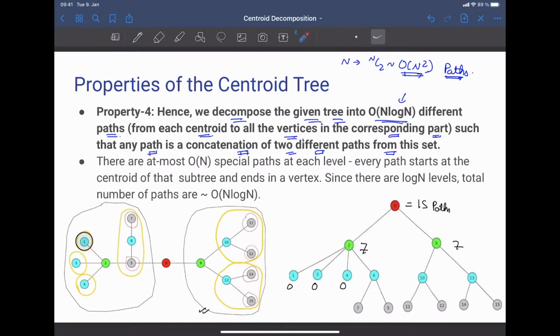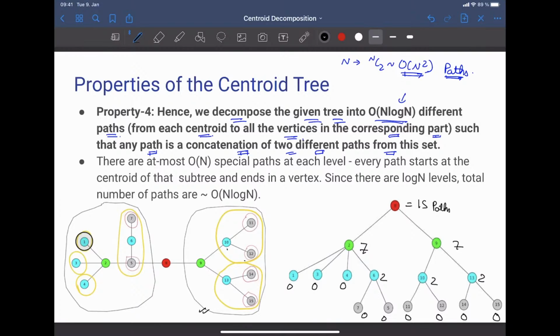Node 6. For node 6, we process the path starting at 6, ending at 7, and ending at 5. Because these two nodes were the only nodes which were in the tree at the time when node 6 became a centroid. Okay. So, two paths. For node 10, again two paths. Node 13, again two paths. For node 10, path starting at 10 and ending at 11, starting at 10, ending at 12. Similarly for node 13, two paths. And these are all leaf nodes, so again zero paths.